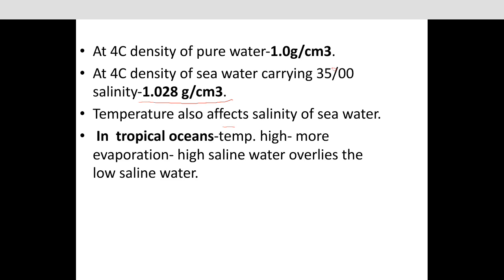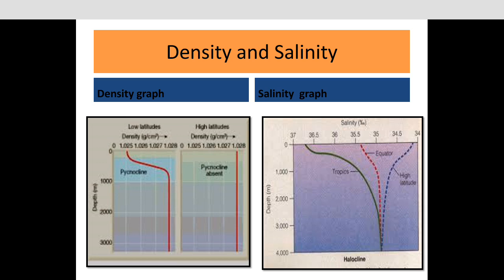Temperature also affects salinity of seawater. In the tropical ocean, temperature is high, so there is more evaporation, and high saline water overlies the low saline water. When we compare density and salinity, we know that in low latitudes density is initially less, then it increases, and it is constant in the deep layers, whereas in high latitudes it's constant from top to bottom, whereas salinity changes between latitudes.